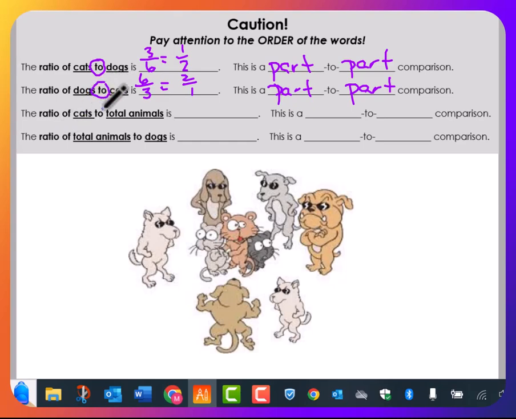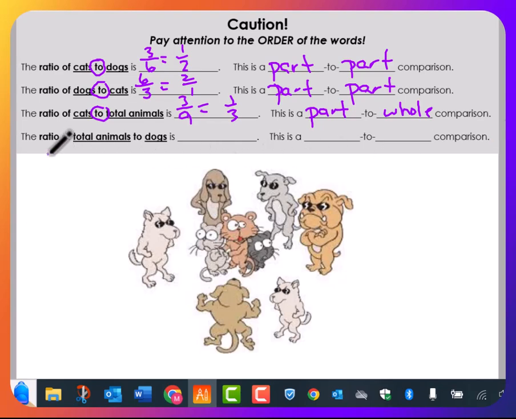Then we have the ratio of cats to total animals. Well, there's a total of 3 cats. How many total animals are there in this group? There are 9. Simplify, divide by 3. It's going to give me a 1 to 3 ratio. This is what we call a part to whole, because we want to know the cat part, the ratio of the cat part to all of the animals, to the whole group of animals. So it's a part to whole comparison.